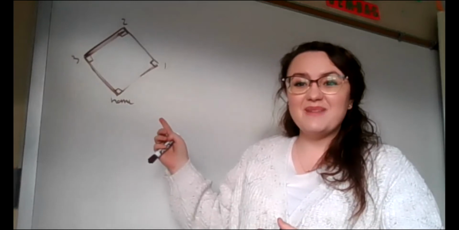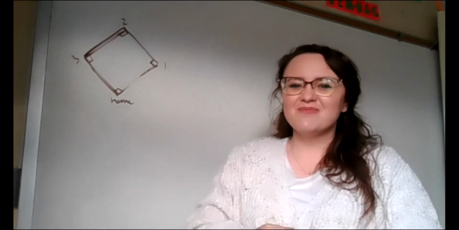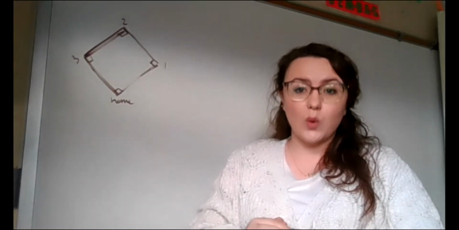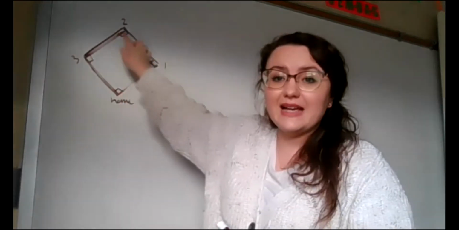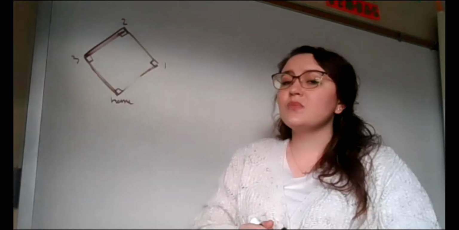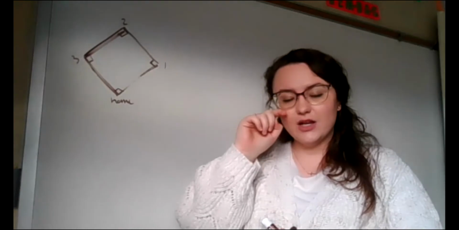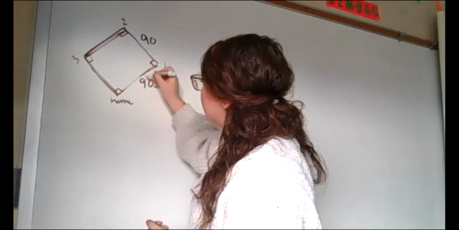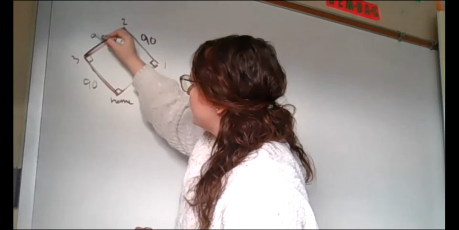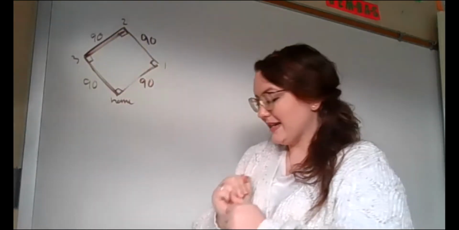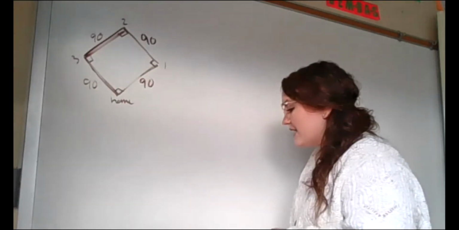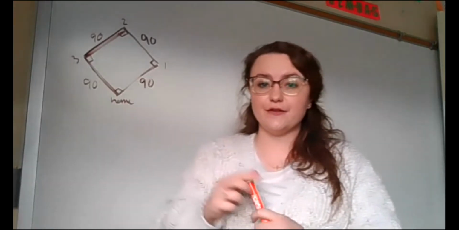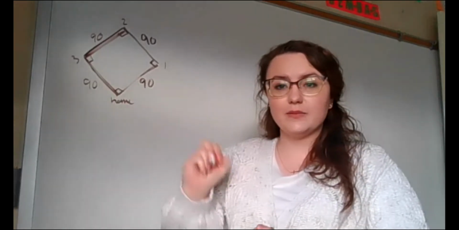So I've drawn my baseball diamond here, roughly, and I'm going to go ahead and start labeling it. It told me that this was a square. That means that all of these angles are right angles. It also told me that all the sides were 90 feet. So I'm going to label all of these 90. The question asked me what was the distance to the nearest tenth of a foot between first and third. So I'm going to draw a little dotted line between first and third.